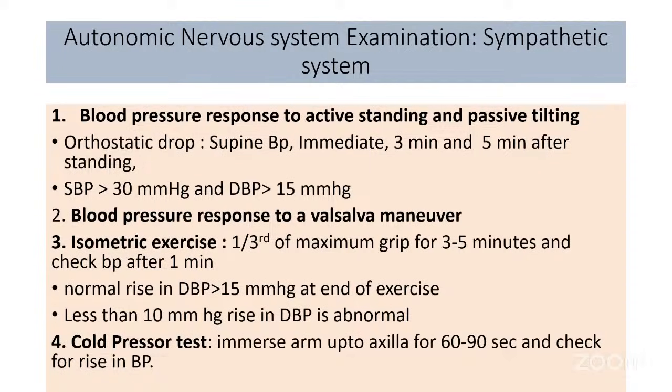For isometric exercises, there is a maximum grip for 3 to 5 minutes and we check the BP after 1 minute. There will be a normal rise of diastolic blood pressure greater than 15 mm at the end of the exercise, and less than 10 mm rise in the diastolic blood pressure is abnormal. And the cold pressor test will be there: immerse the arm up to the axilla. There may be a rise in the BP, which is difficult to check.